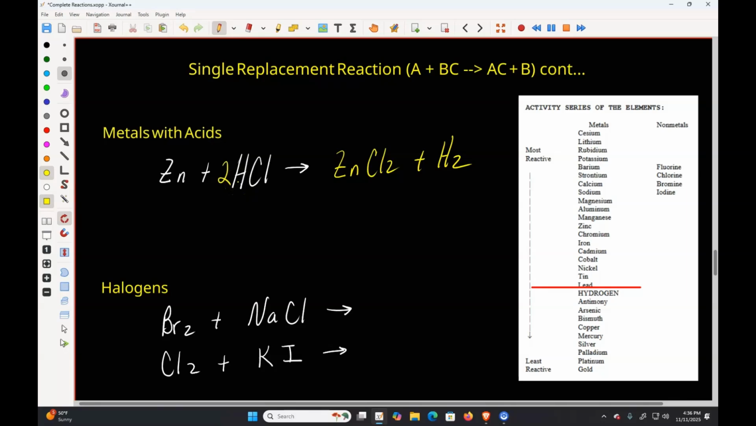For halogens, the halogen can replace another halogen if it is more reactive. Bromine is lower than chlorine on our table, so therefore bromine cannot replace chlorine, so we'll put no reaction. And the last one, chlorine plus potassium iodide. Chlorine is more active than iodide, so it's going to form potassium chloride plus iodine.